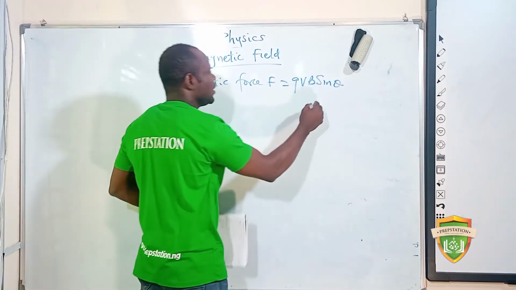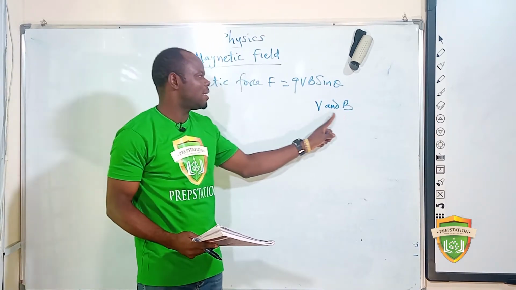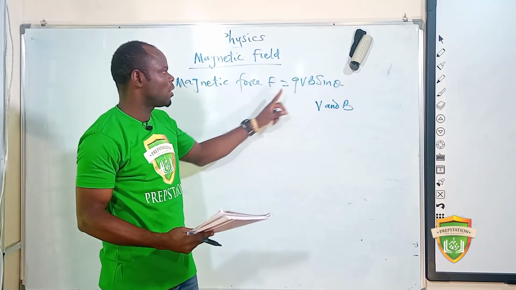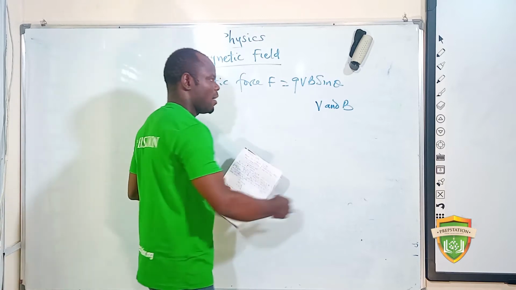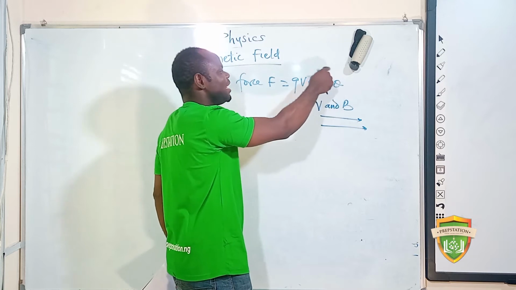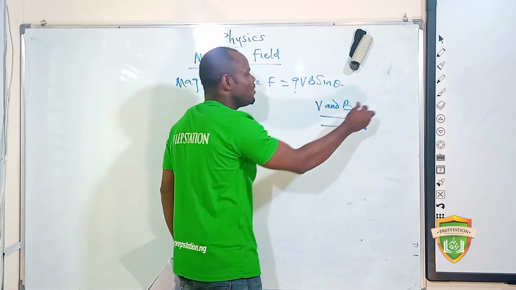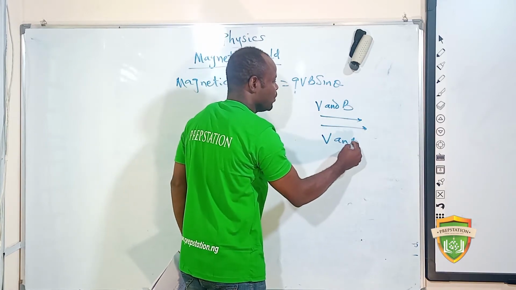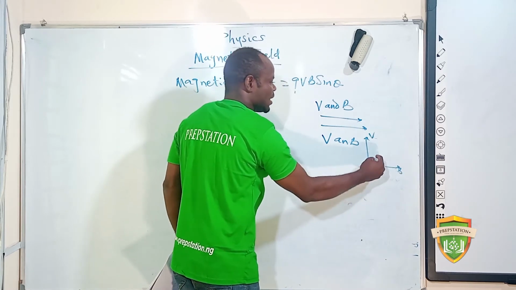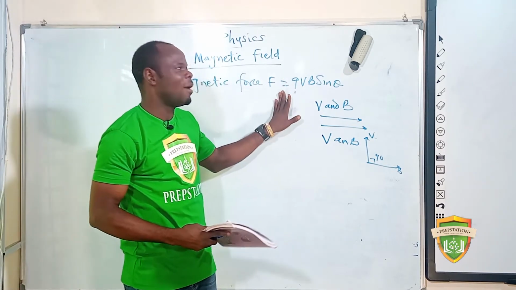Be mindful of your V and B. Very interesting. If these two act parallel to each other, then sine theta becomes what? Zero. The force will become zero. Parallel to each other tells you that your angle will become zero, and it in turn affects the whole product, resulting in zero force. But if you have it perpendicular, if the V and the B act perpendicular to each other, that tells you that the angle is at what? 90 degrees. So the value of sine theta will be equal to 1.